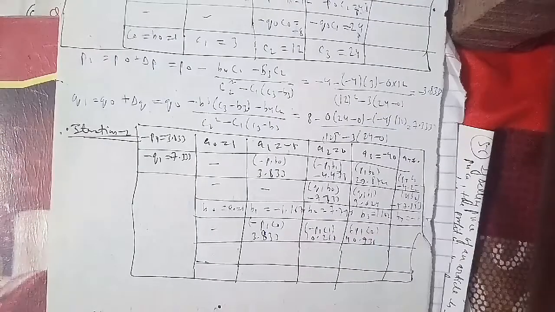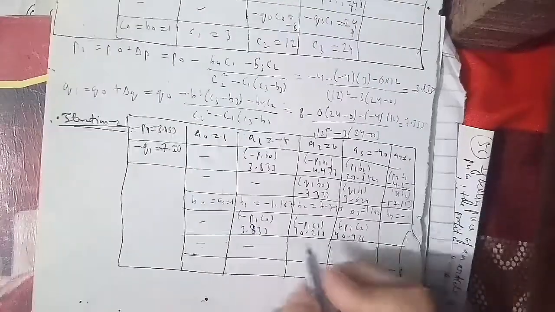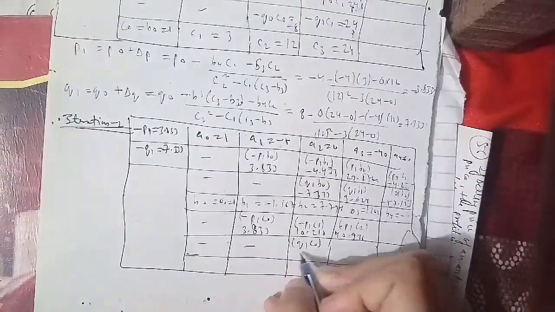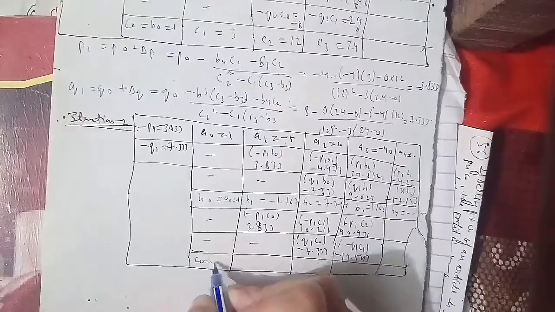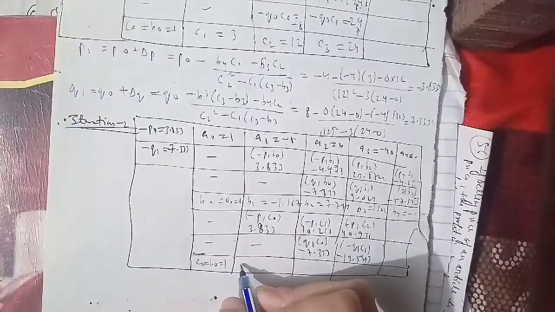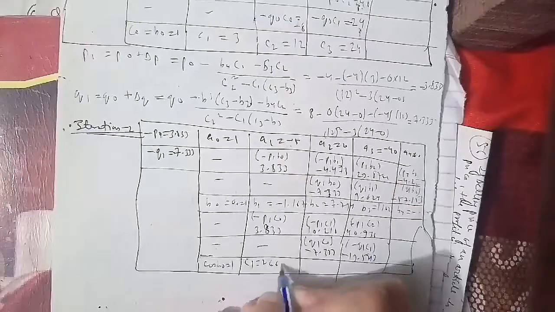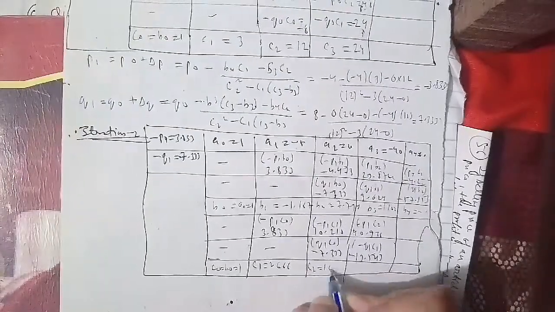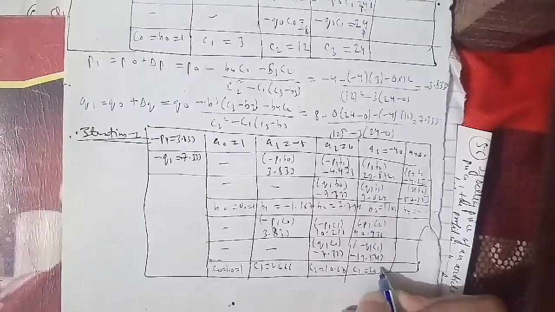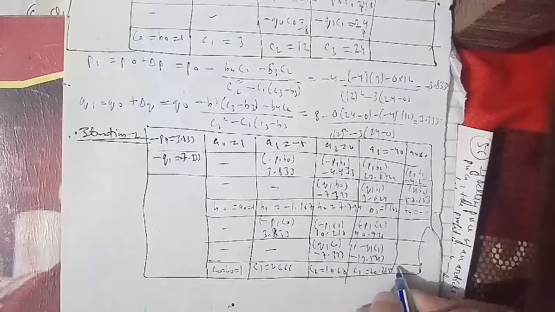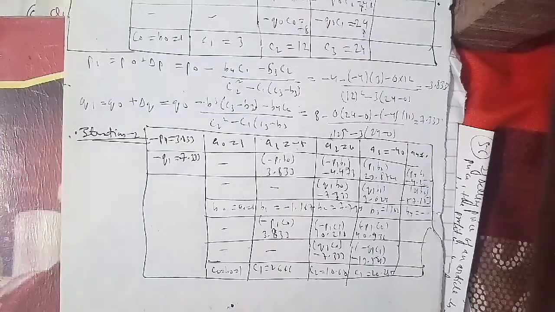Now we'll go ahead for the next, that is minus q1 c0 minus 7.333, minus q1 c1 minus 19.549, and for the next, c0 equals b0, which equals 1, c1 equals 2.666, c2 equals 10.68, c3 equals 20.285, and that has been the c. To reduce the calculations, only 3 significant decimal places are considered here.